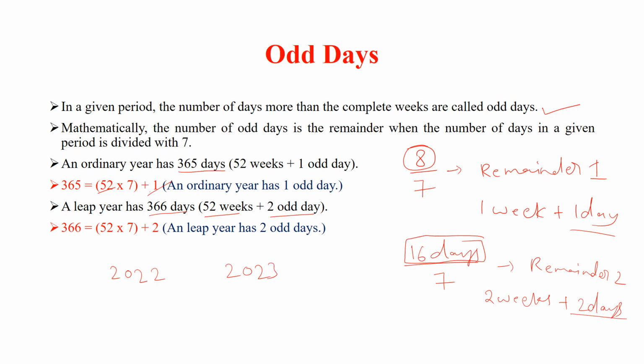if you celebrate your birthday on Monday, then in 2023 you will celebrate your birthday on Tuesday. Both years 2022 and 2023 are not leap years, so you will have only 1 odd day in both years. Consequence of that, if you celebrate your birthday on Monday in 2022, then you will celebrate your birthday on Tuesday in 2023.